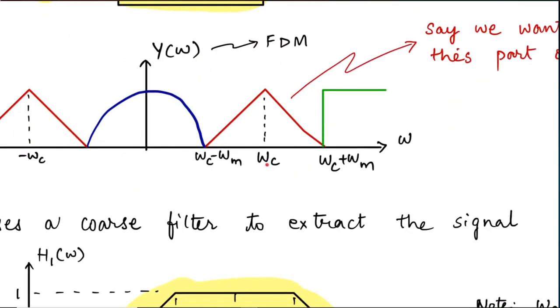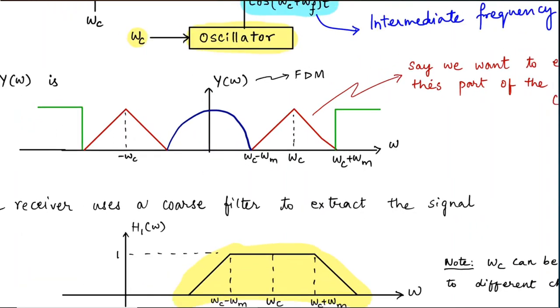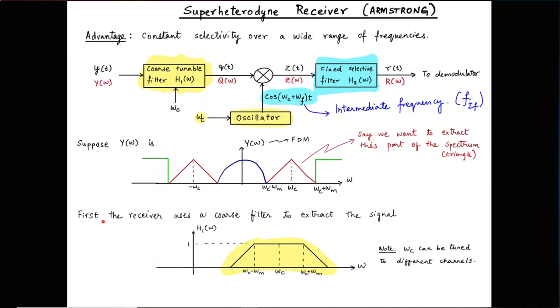Those frequencies are labeled as omega c, and omega c plus omega m and minus omega m. So this is the frequency at which we need to tune the first filter, and the second filter needs to have a bandwidth of at least 2 times omega m. That's the kind of information we get from there. So let us use the first, the coarse tunable filter. First, the receiver uses a coarse filter to extract the signal. Well, not exactly the signal. There will be some part of the blue and some part of the green that will get through this coarse filter because it's not highly selective.